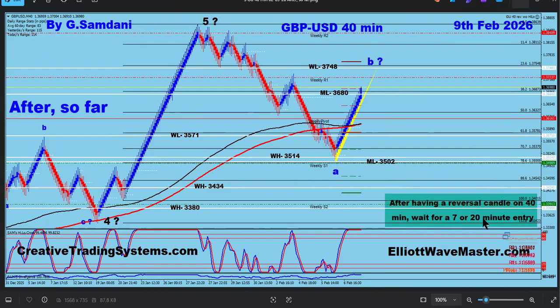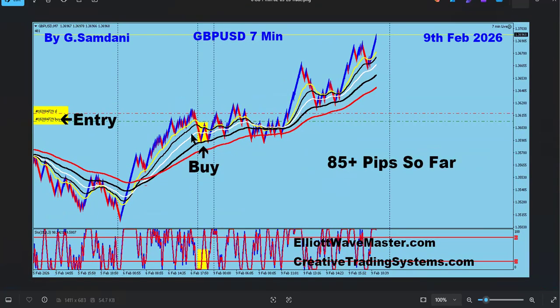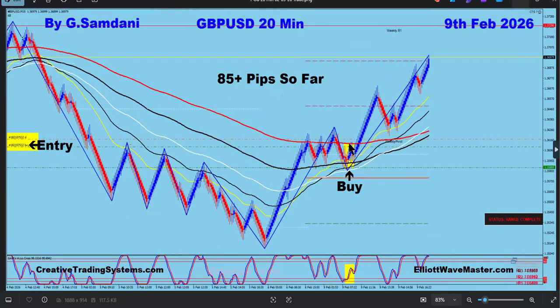So these two entries will show up, and every time the 40-minute chart makes the reversal, it will give you either one of them or both entries on both charts. I have both charts open on different computers, so my expert advisor catches those trades, right? This is exactly what happened. The 7-minute got entry here, and that's 85 pip, and then the 20-minute chart gave me the entry here, and that is also 85 pip.